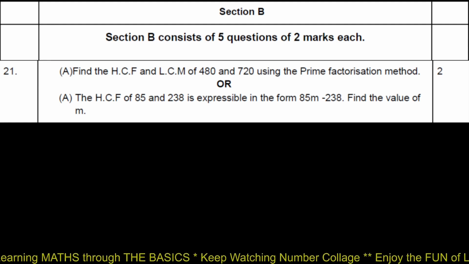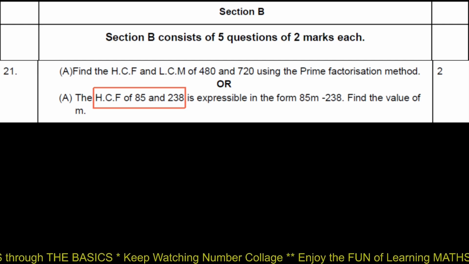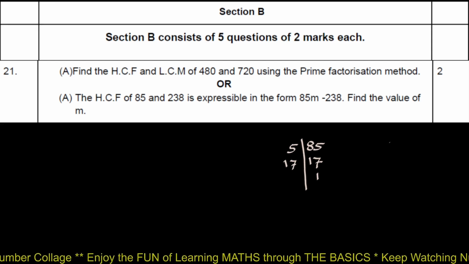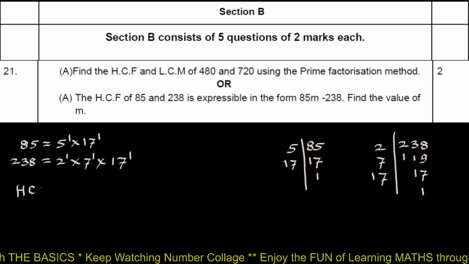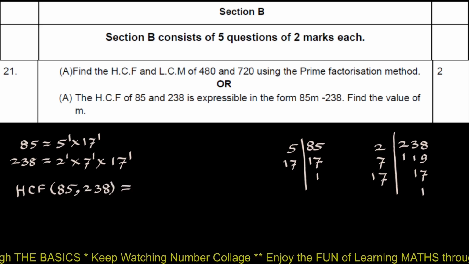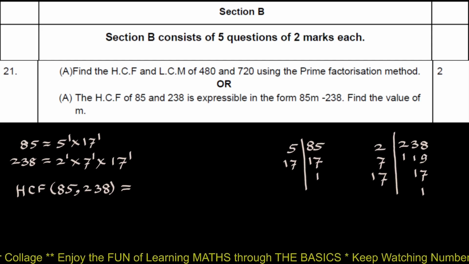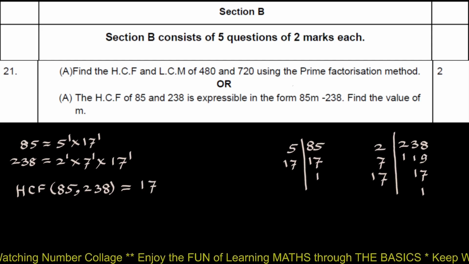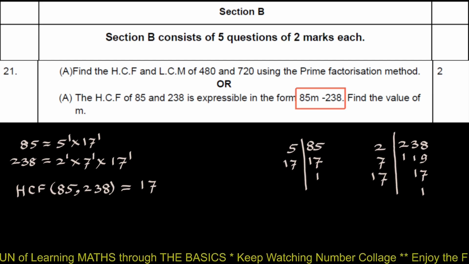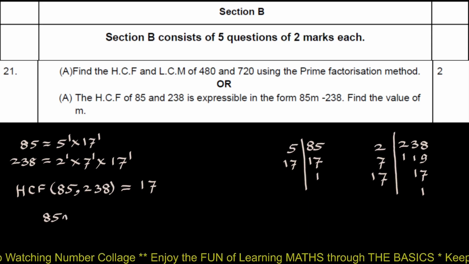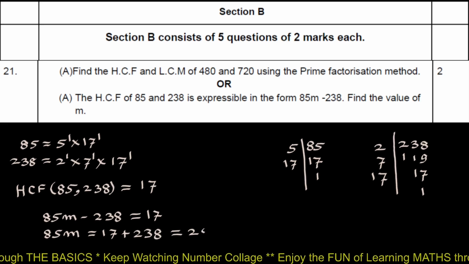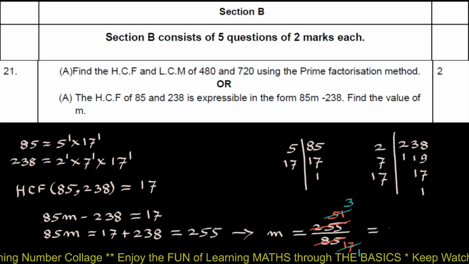First, we will find the HCF of 85 and 238. Prime factors of 85 and prime factors of 238. So the HCF of 85 and 238 is the product of the lowest powers of common factors, that is only 17. Now this HCF is given to be 85m minus 238. So we write 85m minus 238 equals 17. 85m is 255. So the value of m is 3.